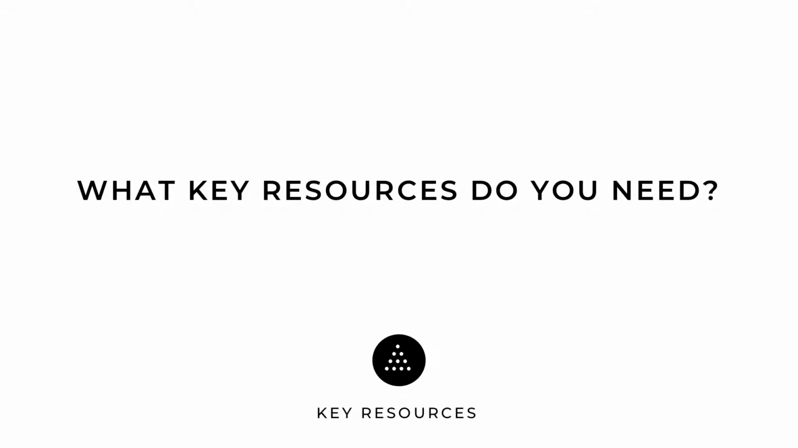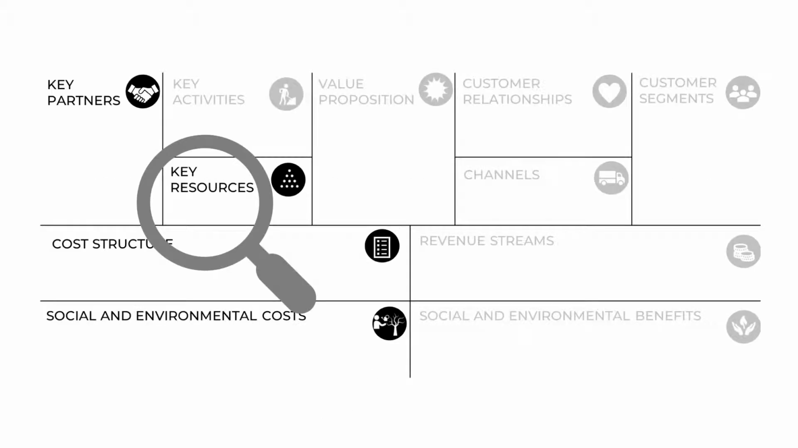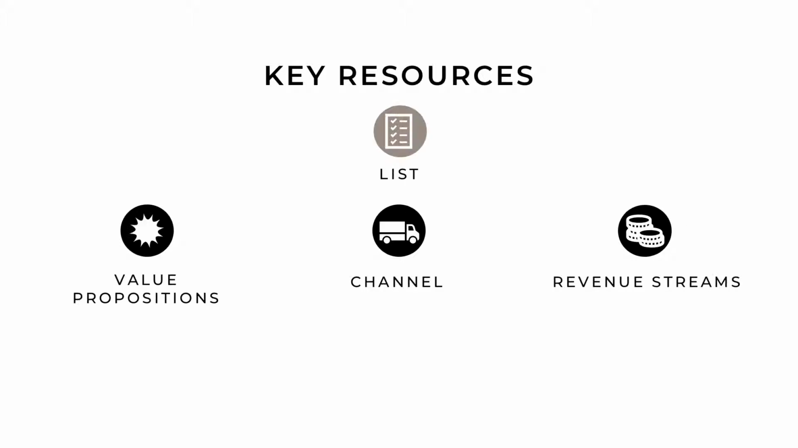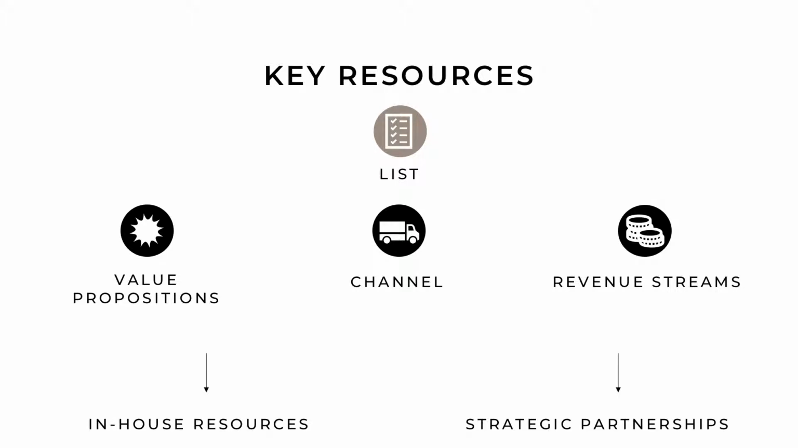What key resources do you need? These are the human, financial, physical, and intellectual resources fundamental for your business model to work. Again, list the resources you need for producing your value proposition, for selling and delivering it, and for receiving the payment. Decide which resources you absolutely need to own, so your in-house resources, and which ones can be rented or used by building strategic partnerships.